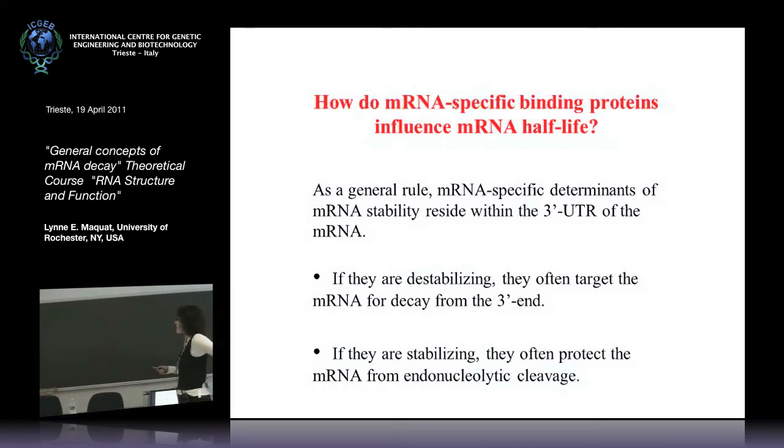All right, how do mRNA-specific binding proteins influence half-life? I think I've already told you that generally cis-acting elements that regulate mRNA half-life are in the 3' UTRs. If they're destabilizing, they often target the mRNA for decay from the 3' end. If they are stabilizing, they often protect the mRNA from endonucleolytic cleavage.